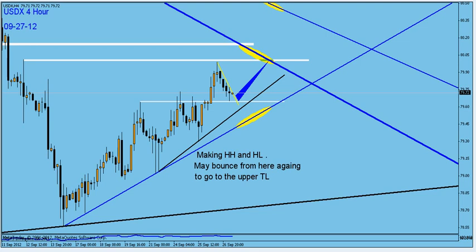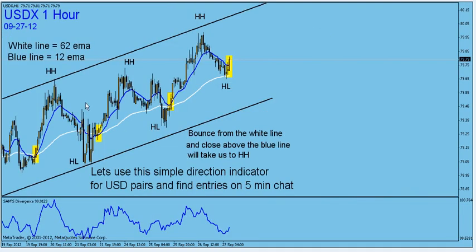The next chart I'm showing, I made a small channel. It was making a channel, higher highs, higher lows, and I used a simple direction indicator, like two moving averages. If the 62 EMA on the 1 hour chart is holding, and the price is bouncing off of it, then the trend is up. If the price is below this, then it's not. It's just my own creation, it's simple, a lot of people use this. So this is what it is.